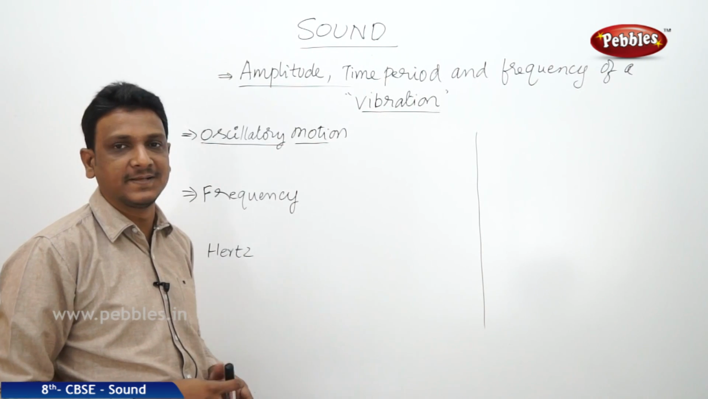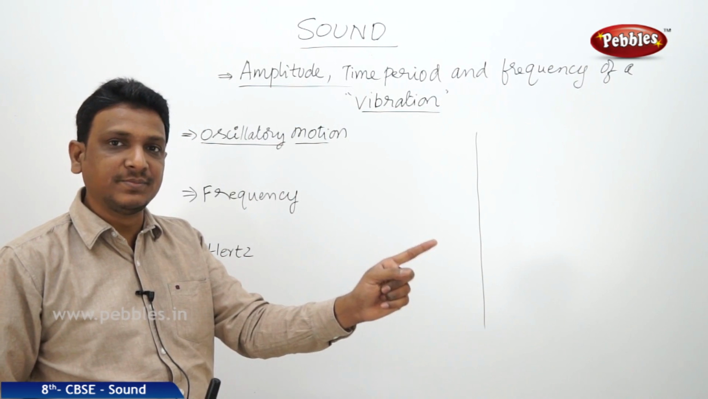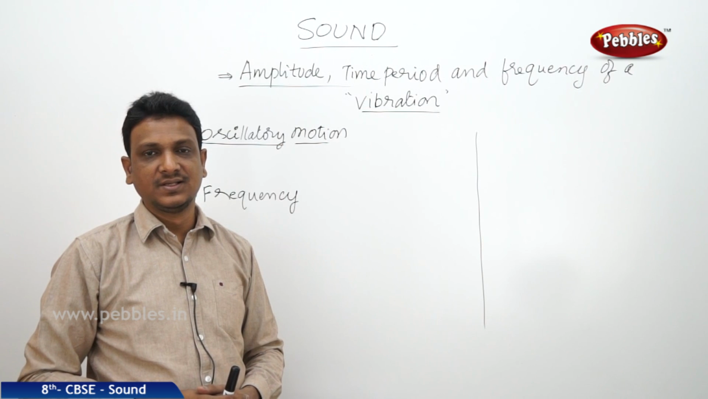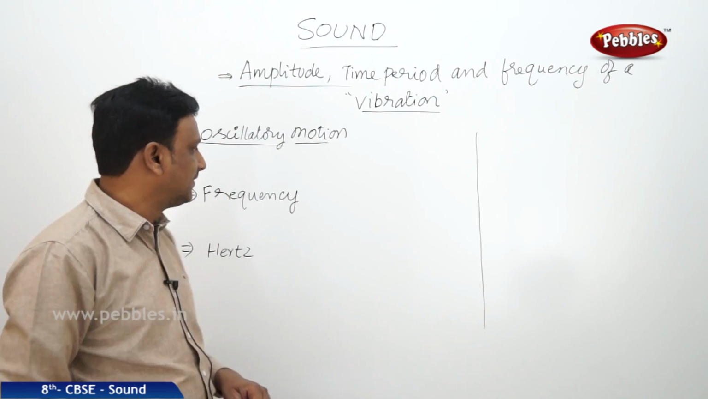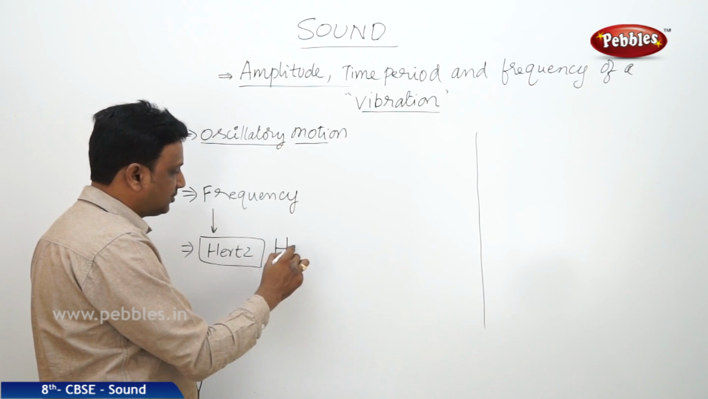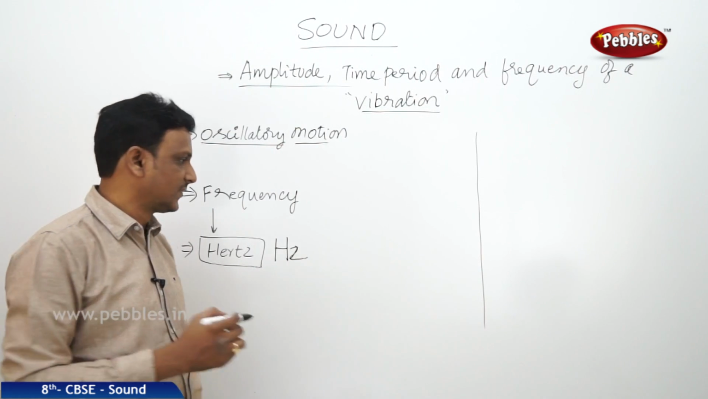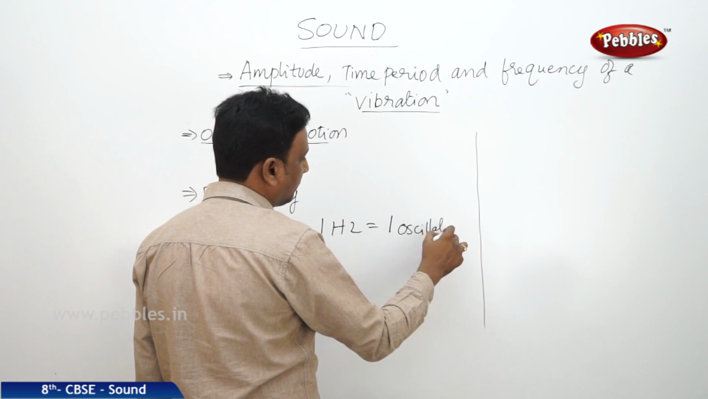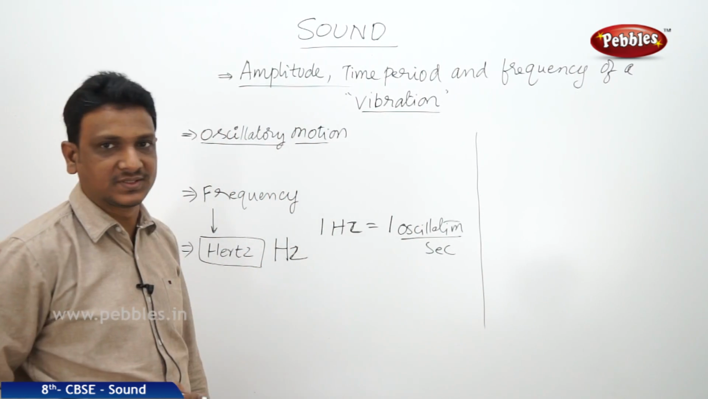That count is called frequency. You hit an object and count how many oscillations it makes in 1 second, that is its frequency. Frequency means the number of oscillations per second. The frequency is measured by the unit hertz, Hz. In hertz we will measure. 1 hertz is equal to 1 oscillation per second.